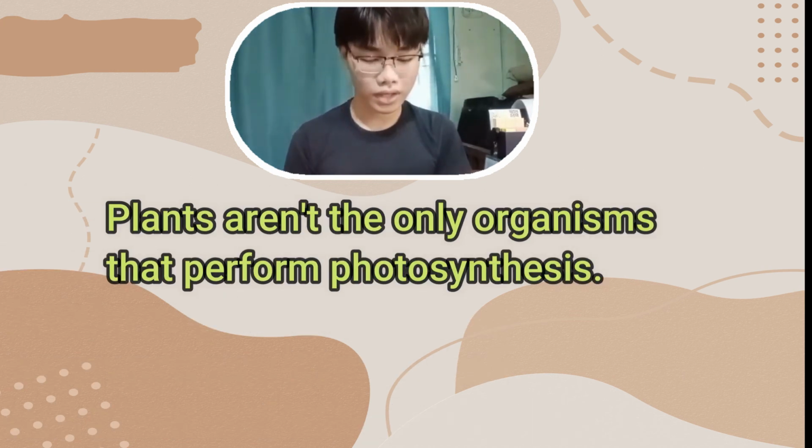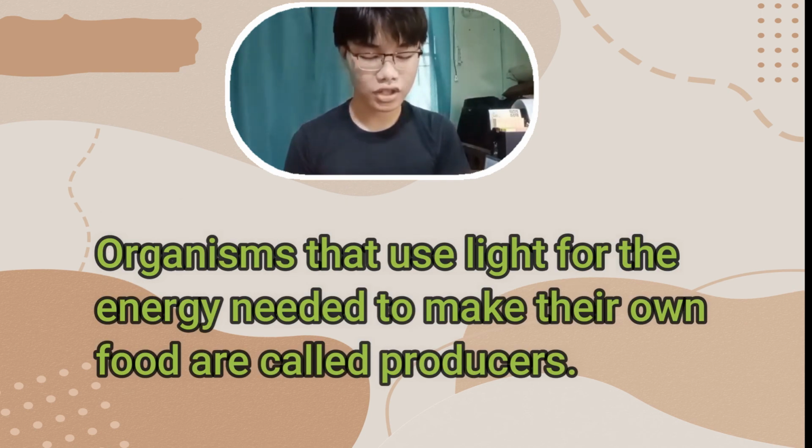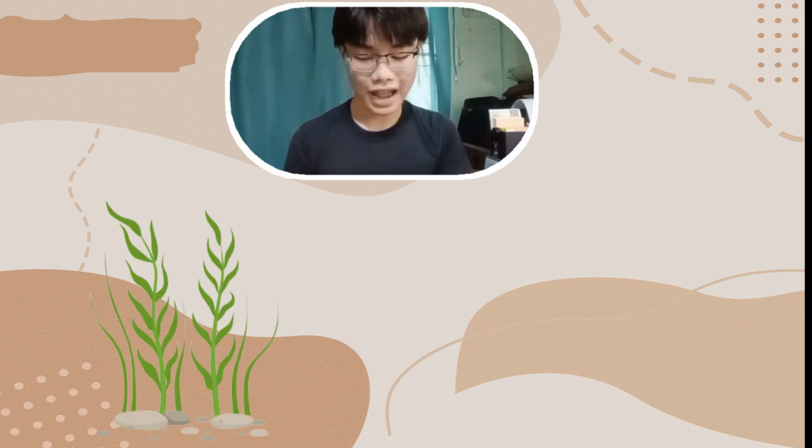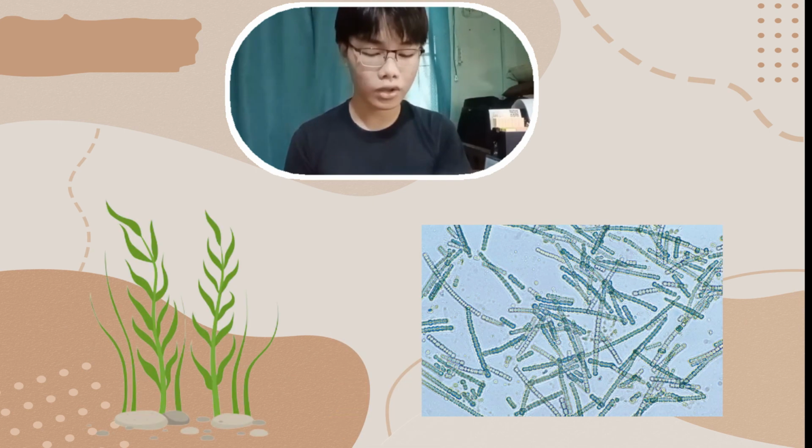Plants aren't the only organisms that perform photosynthesis. Organisms that use light for the energy needed to make their own food are called producers. In contrast, consumers are creatures that eat producers to get energy. While plants are best known as producers, some protists like algae or cyanobacteria also make sugar via photosynthesis.